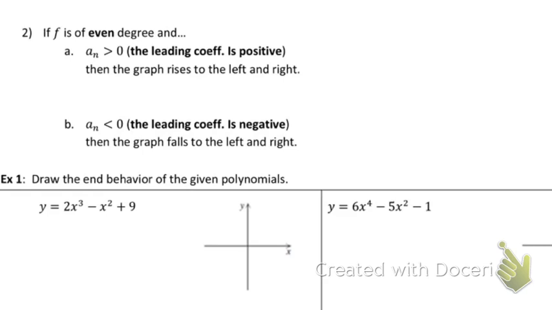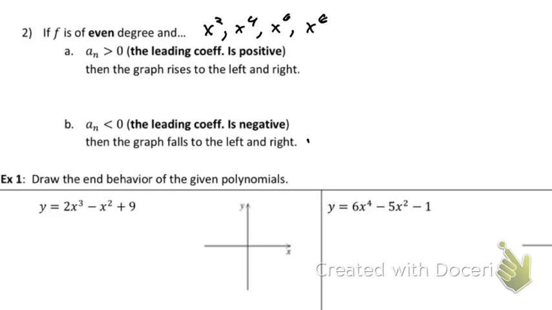All right, the last one is if f is even. We already did this one. We said, well, if our lead coefficient is positive, it's going to go up. It's going to make a U shape. So that means that's going to apply for any even degree. So we're talking about x squared, x to the fourth, x to the sixth, x to the eighth, and so on.